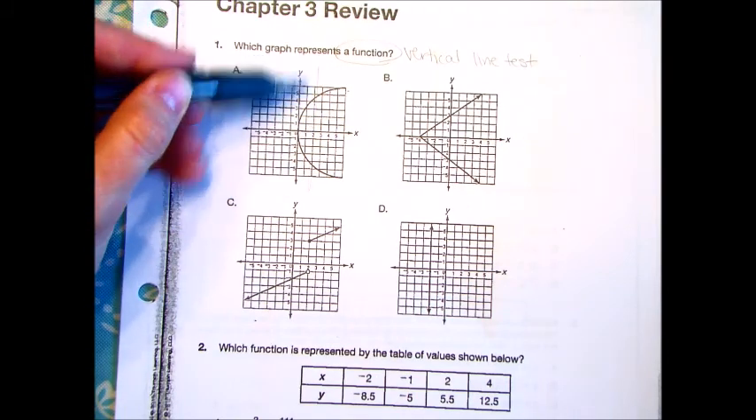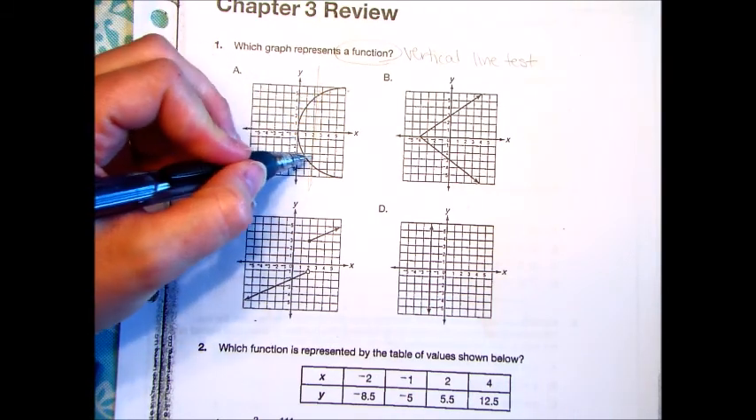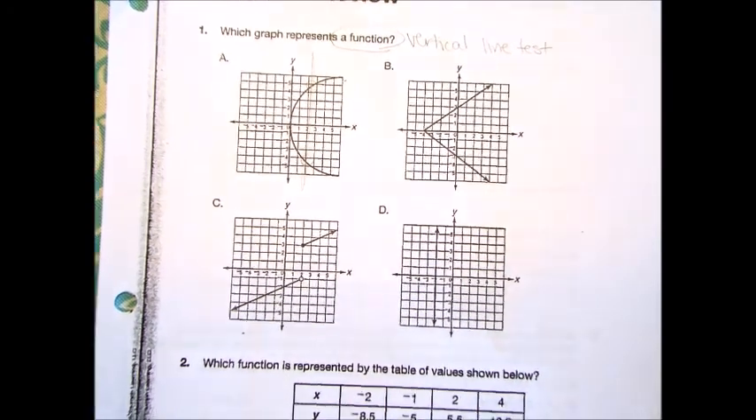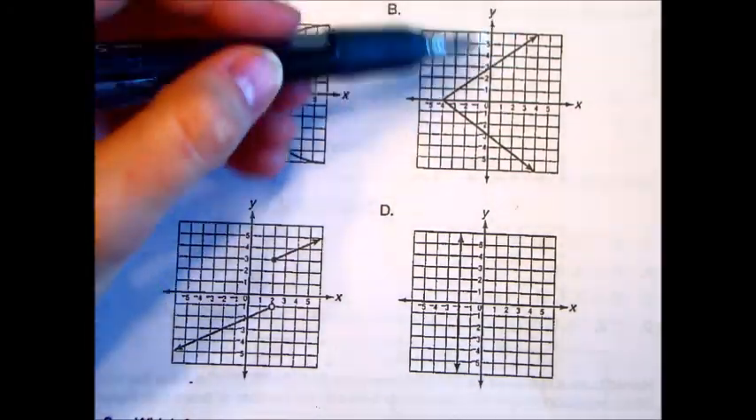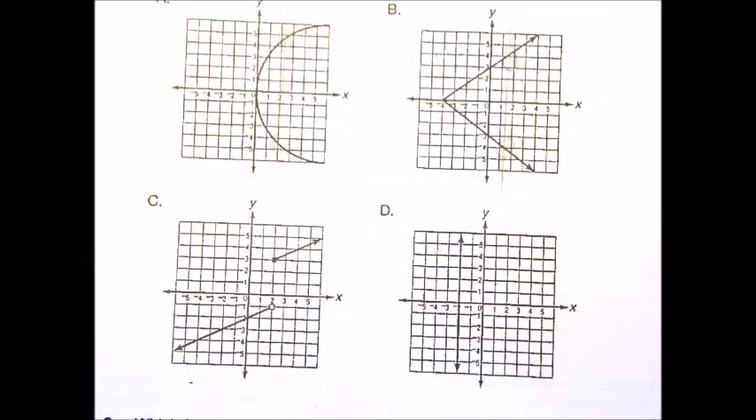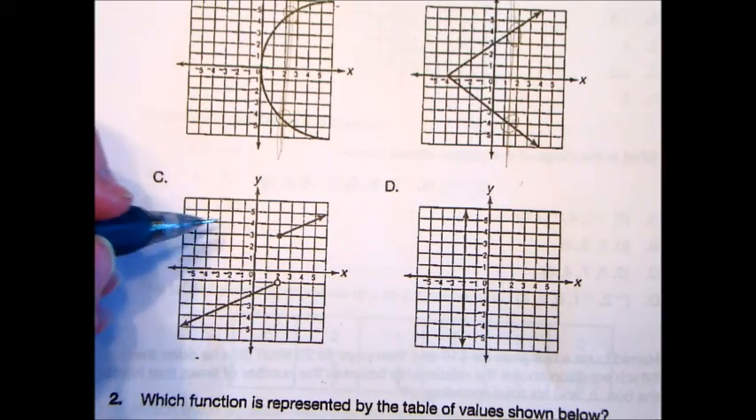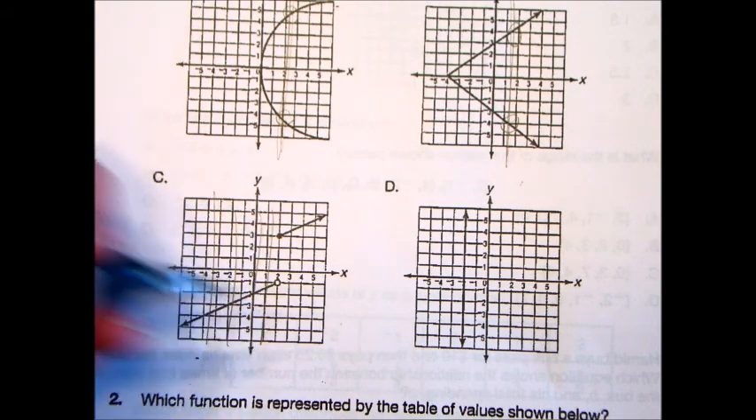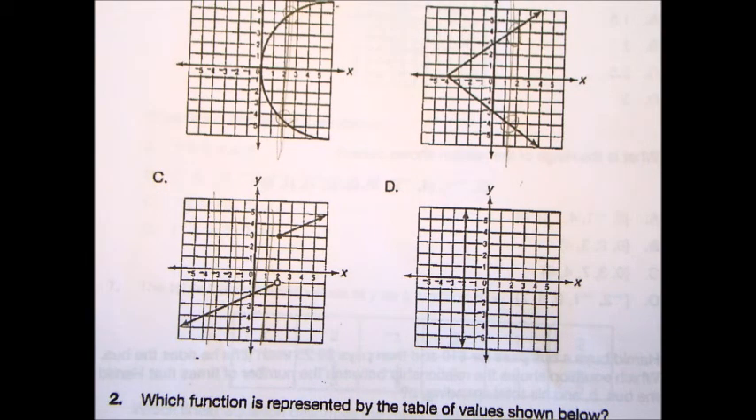Can you see how when I draw a vertical line here, it touches twice? That means it is not a function. When I draw a vertical line there, it touches twice. It is also not a function. Now when I draw a vertical line here, here, here, here, it's only touching once, right? So that is still a function.